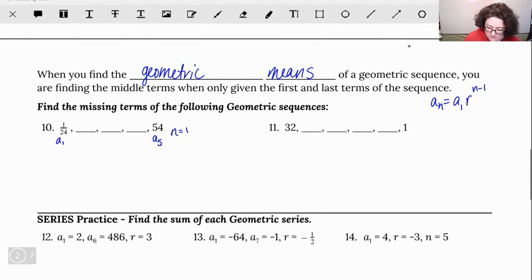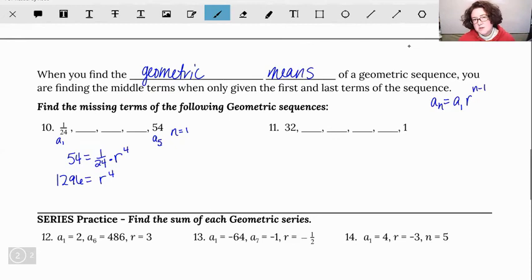So let's fill in and see what we get. a sub n, our 5th term, is 54. That equals our first term, 1/24, times r raised to the n minus 1. Well, if n is 5, n minus 1 is 4. This is going back to our exponential equations. How are we going to solve this? What do we need to move first? Well, let's deal with that fraction. The 1/24 is just multiplying r to the 4th. So let's multiply both sides by 24 to clear that out. That's going to give us 1296 equals r to the 4th.